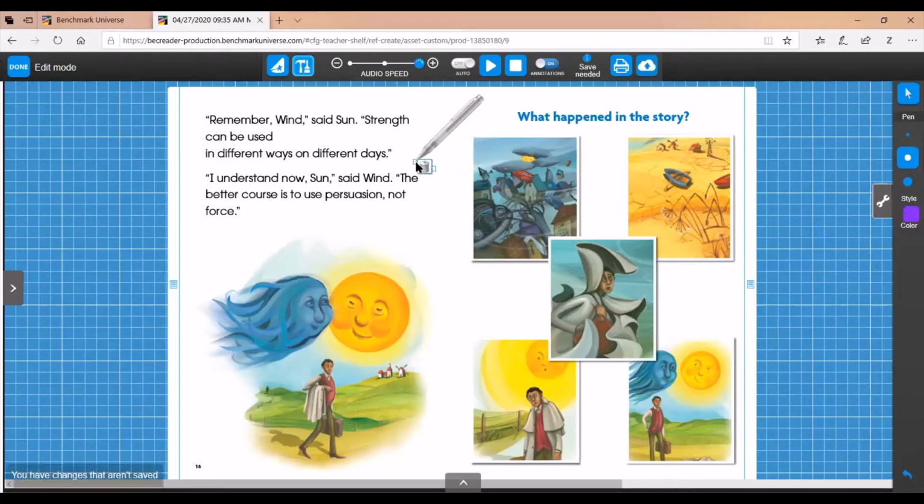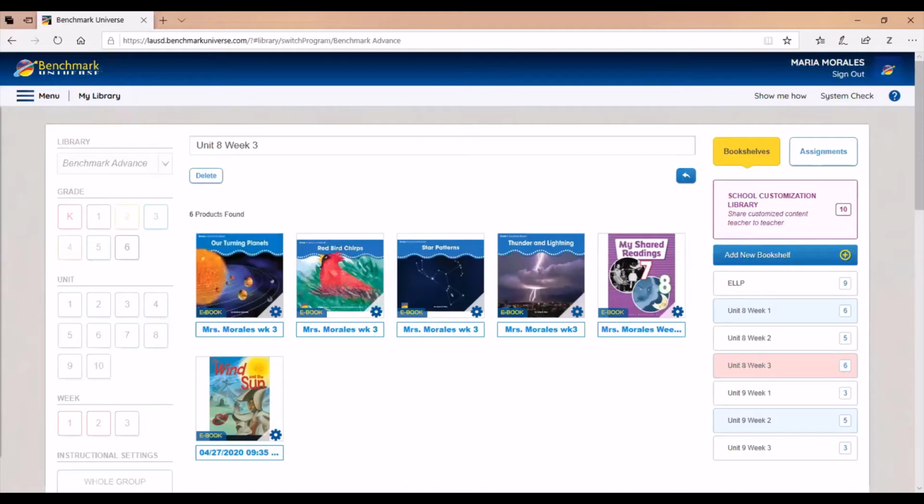It taught us a lesson. Okay, so now we're going to stop here. We're going to get our little writing journal.